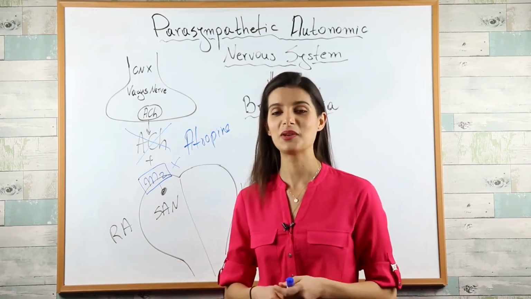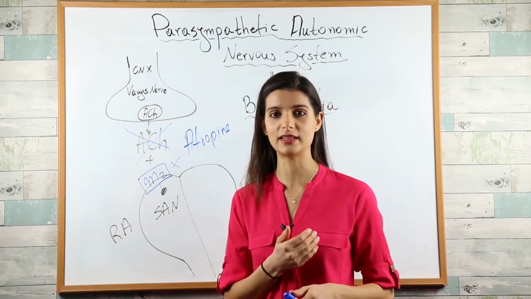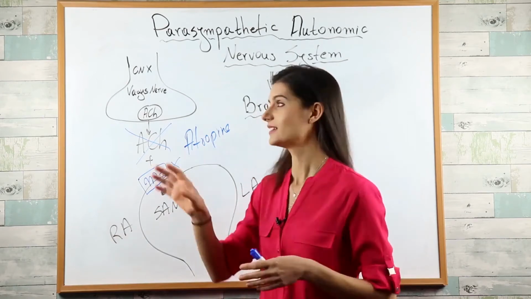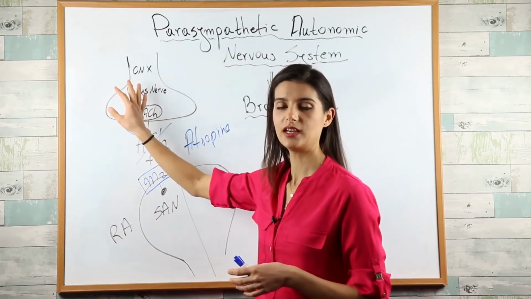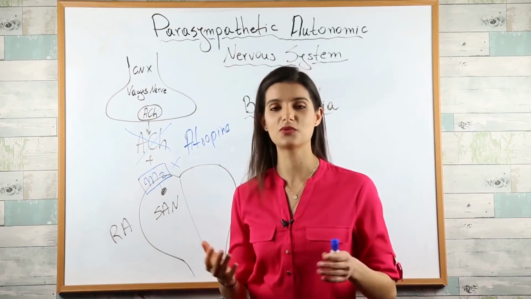No. Why? Because the heart that has been transplanted has been denervated. There is no vagal innervation there. So even if you give atropine, it's not gonna work.